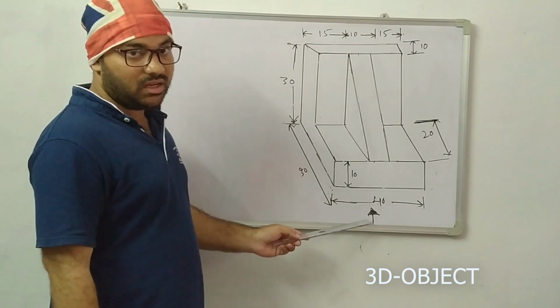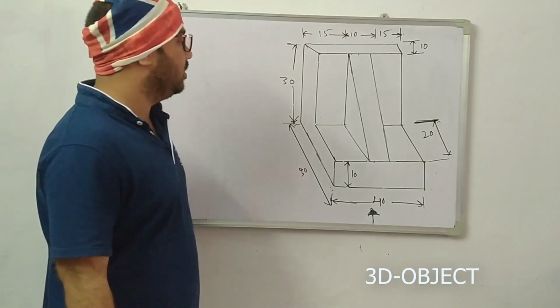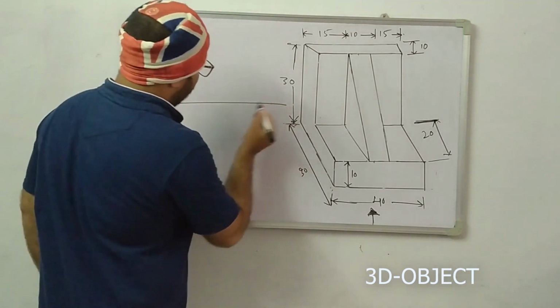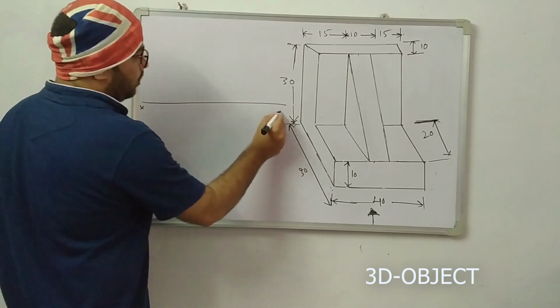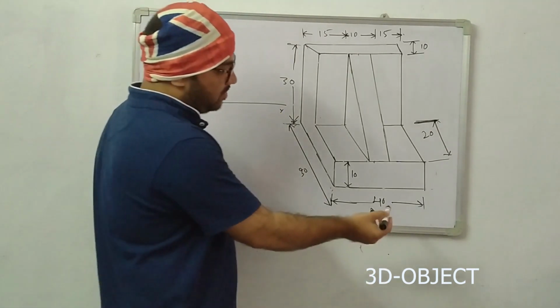Whenever the arrow is given, that is my front view. This is my front view, and here 40 is given. So draw the reference line first of all, X1 and Y1. Now you are watching from this direction.